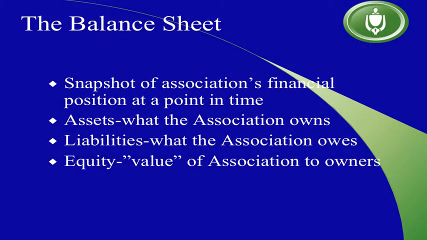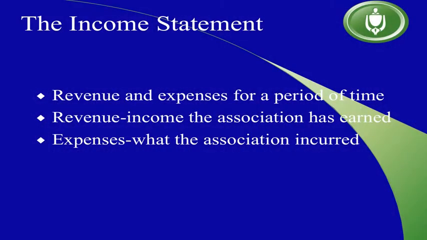The balance sheet is a snapshot of the association's financial position at any point in time. It includes the assets, what the association owns, liabilities, what the association owes, and equity or retained earnings, which is the value of the association to the owners. The income statement represents the revenue and expenses for a set period of time. The revenue is the income that the association has earned, and the expenses are what the association has incurred.